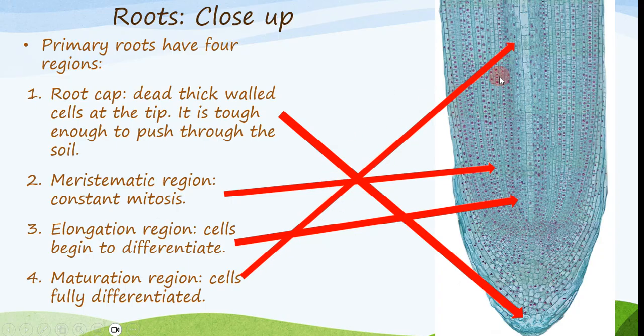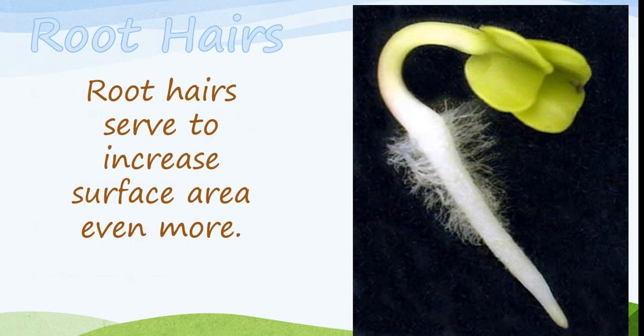So the cells are fully differentiated. They know what they're going to be, right? And then they're going to move up. So remember, they might develop into xylem and phloem even. So in this case, I'm simplifying it, in the root area. They've started to differentiate here in the elongation area, and then they become fully differentiated.